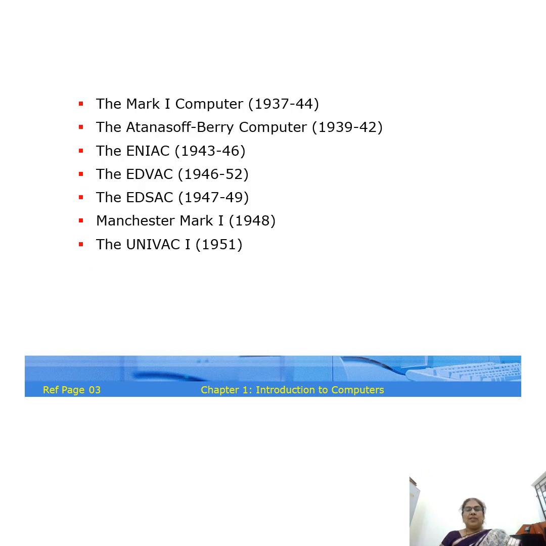Now, the generation of computers. Many computers have been invented since the 19th decade itself. The Mark 1 computer was discovered between 1937 and 1944. The Atanasoff-Berry computer was discovered in 1939 to 1949. Then ENIAC 1943 to 1946, the EDVAC 1946 to 1952, the EDSAC 1947 to 1949, Manchester Mark 1 in 1948, and the UNIVAC 1 in 1951.